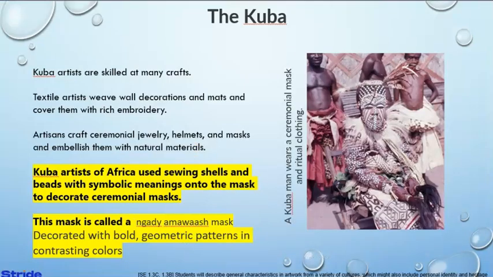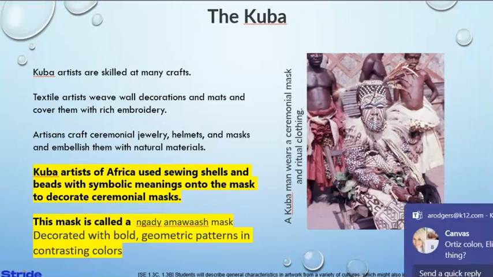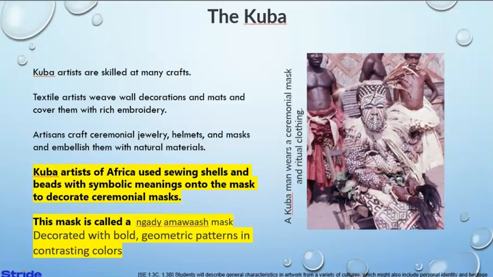The Kuba. Kuba artists are skilled at many crafts. Textile artists weave wall decorations and mats and cover them with rich embroidery. Artists craft ceremonial jewelry, helmets, and masks, and embellish them with natural materials. So the Kuba artists of Africa used shells and beads with symbolic meanings, and they sewed them onto the mask to decorate it. So these are ceremonial masks that they decorated with shells and beads.